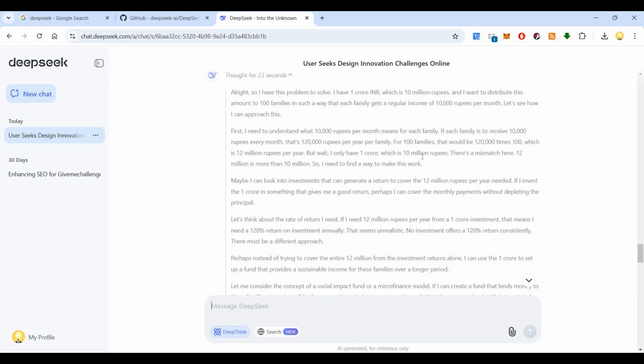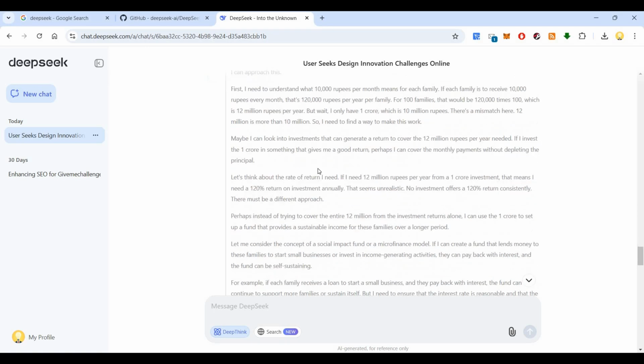But wait, I only have 1 crore, which is 10 million rupees. There is a mismatch here. 12 million is more than 10 million. So I need to find a way to make this work. Maybe I can look into investments that can generate a return to cover the 12 million rupees per year needed. If I invest the 1 crore in something that gives a good return, perhaps I can cover the monthly payments without depleting the principal.